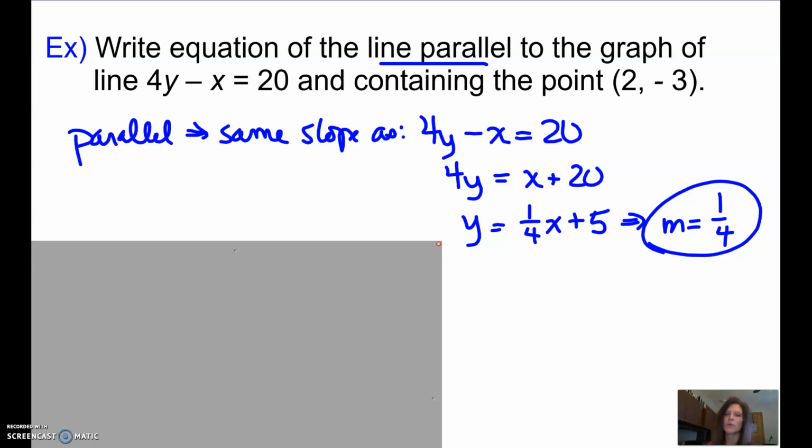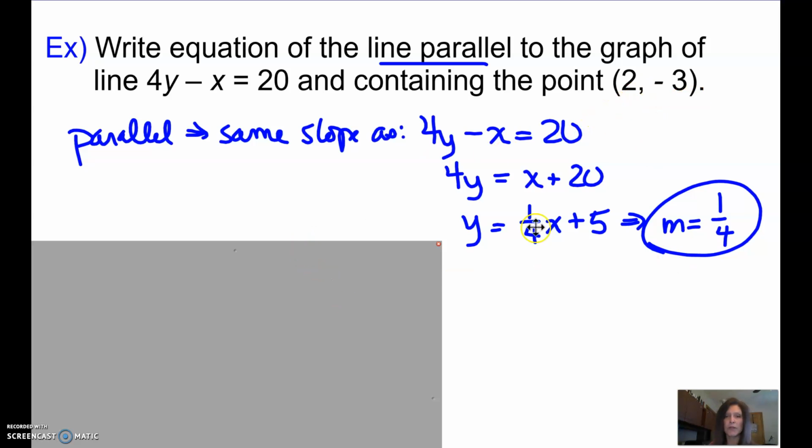We want to find the equation of a line that is parallel, in this case, to the line 4y minus x equals 20 and through the point (2, -3). Parallel means I'm going to have the same slopes. So we take the given equation and solve it for y, because then it's in y equals mx plus b form, and we can identify the slope as the coefficient of x. In this case, the slope is 1/4. And again, if I'm going to find a line that's parallel, I want to use the exact same slope.